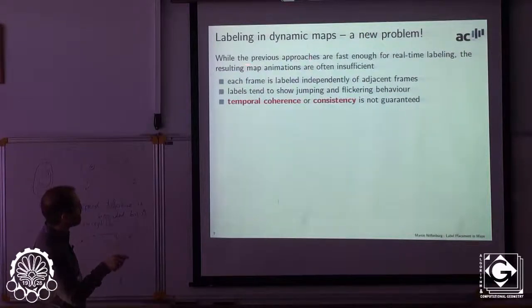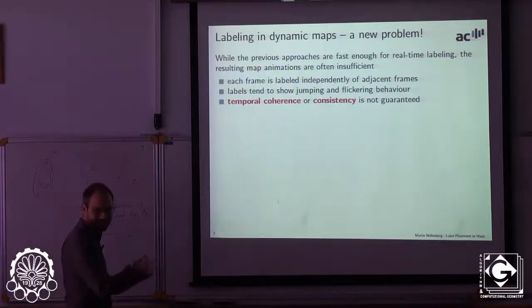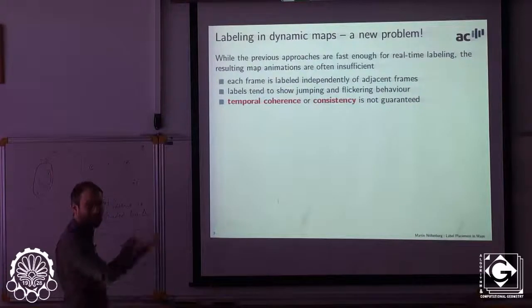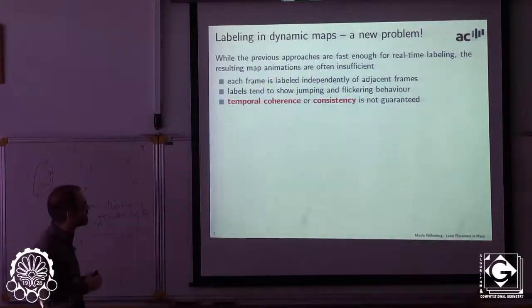These approaches are fast enough for real-time labeling, but the animations that you get when you just decompose all the frames into an animation, they are often of very low quality. And this is because you compute each frame independently of the adjacent frames. So you might have at 1 second a set of labels, and then the algorithm computes the next frame, and it might be not a completely different, but a very different frame. And then you go to the next one, and maybe then something from the first one reappears. So you get a lot of shaky animations here.